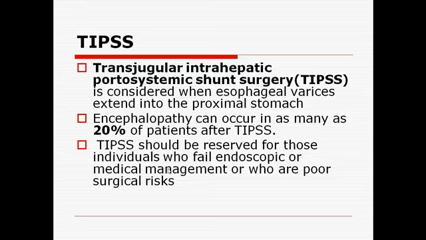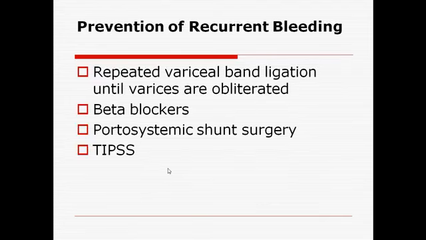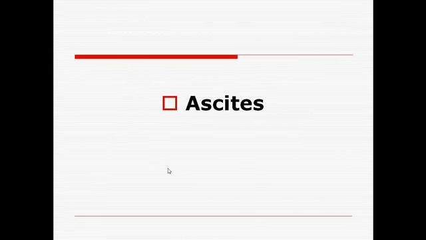Transjugular intrahepatic portosystemic shunt surgery. You just have to know the name of this procedure. And how can we prevent recurrent bleeding? Repeated variceal band ligation until varices are obliterated, beta blockers, portosystemic shunt surgery, and TIPS.